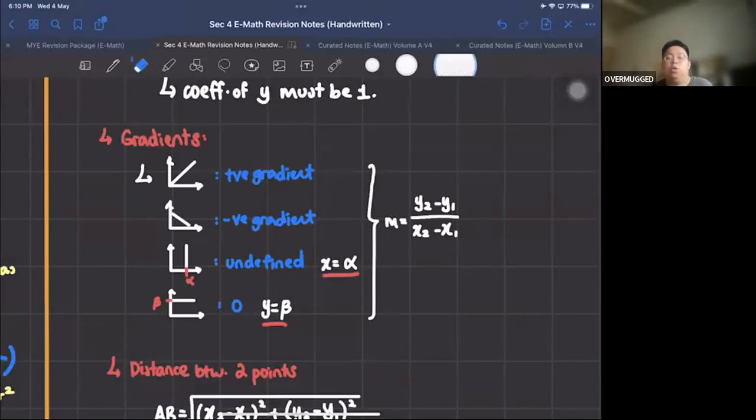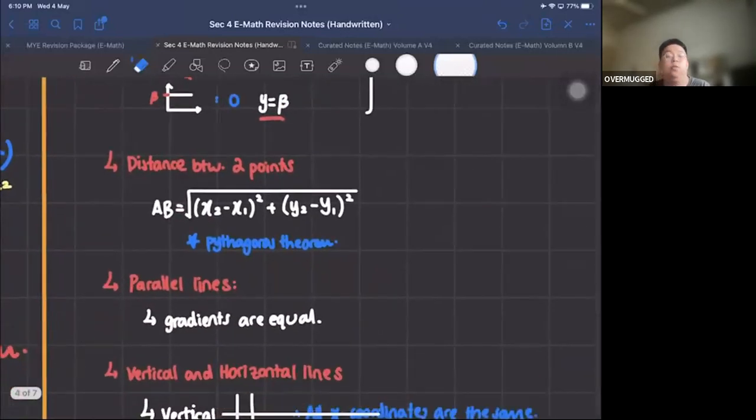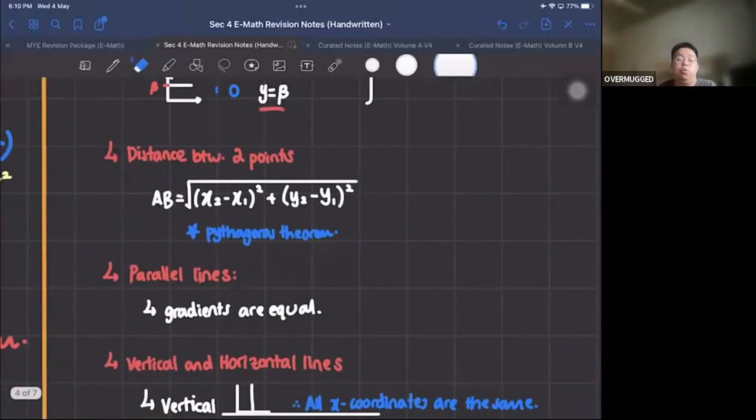Gradient formula, y2 minus y1 over x2 minus x1. That's the formula that you need. Distance formula, AB equals the square root of (x2 minus x1) squared plus (y2 minus y1) squared. Remember that this is Pythagoras theorem. So if in exams you completely forget how to calculate the distance, remember it is Pythagoras theorem and you get the answer.